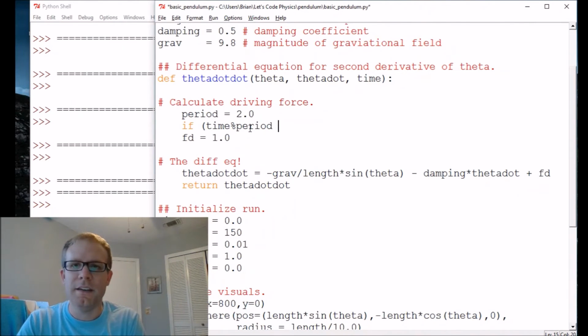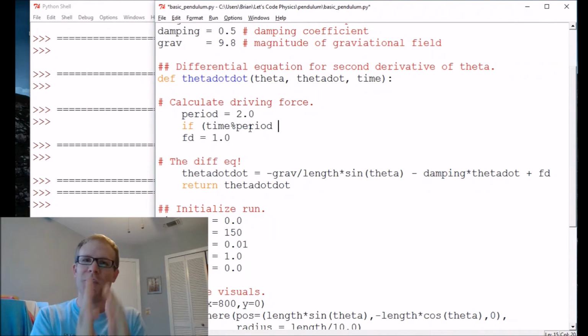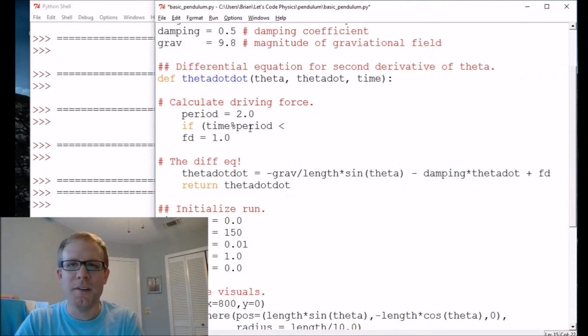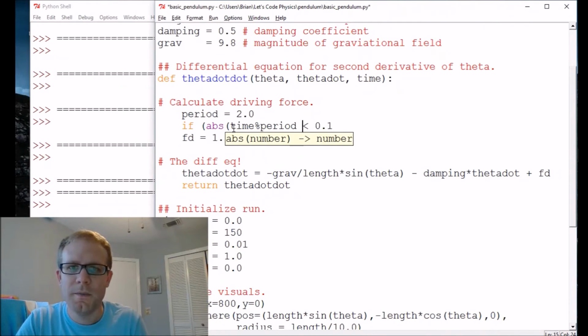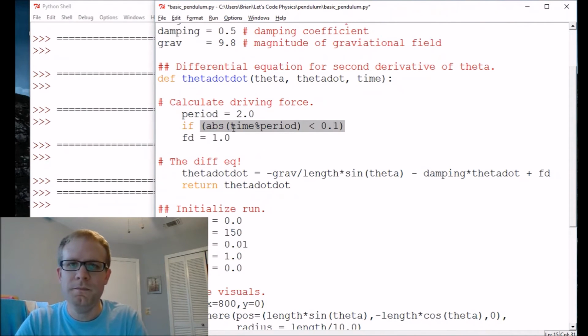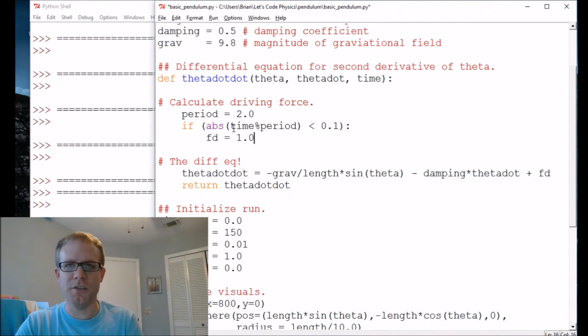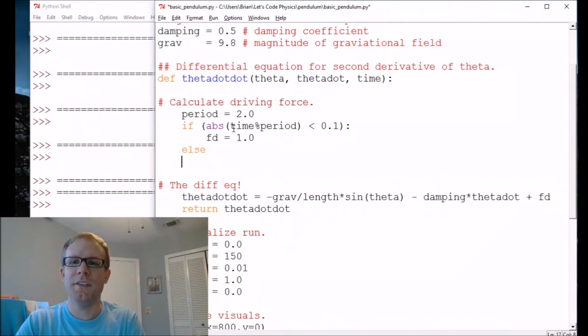So let's say we want it to be kind of close to it. It's obviously not going to equal 2 and 4 and 6 and 8. But let's say if the remainder is less than 0.1, so it's within a couple of ticks of the push. And actually, let's make this the absolute value. There we go. So if we're within the window of the push, you give it this force. Else FD is equal to 0.